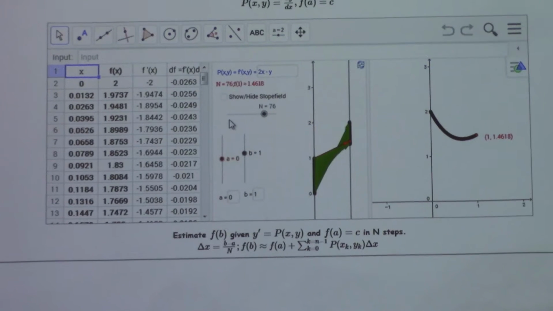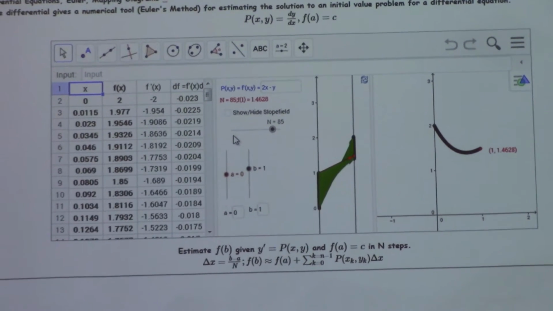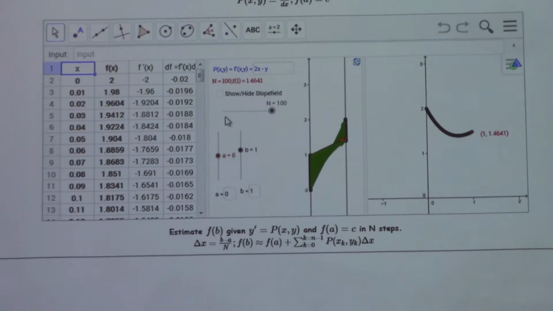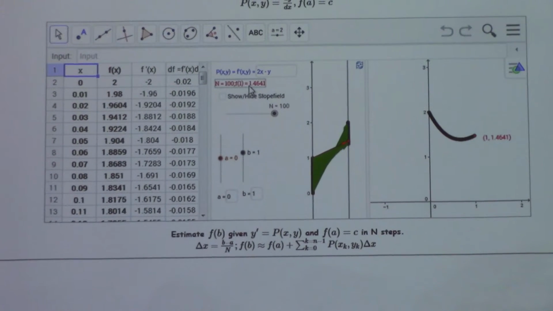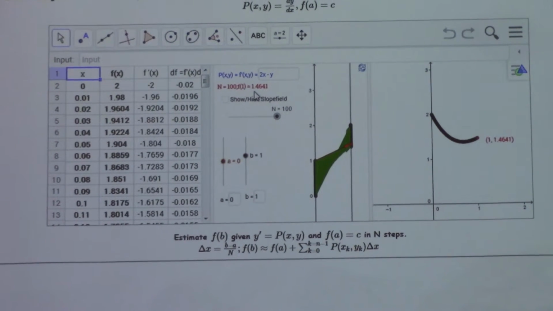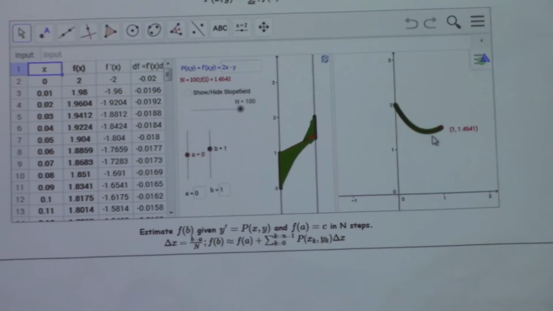When you make a lot of steps, you get a very accurate estimate as to how much the change is going to be from time 0. Here's 100 steps. From time 0 to time 1, you're going to have a value. If you start at 2, you're going to end up at a value about 1.46. And here's the graphical representation of that.